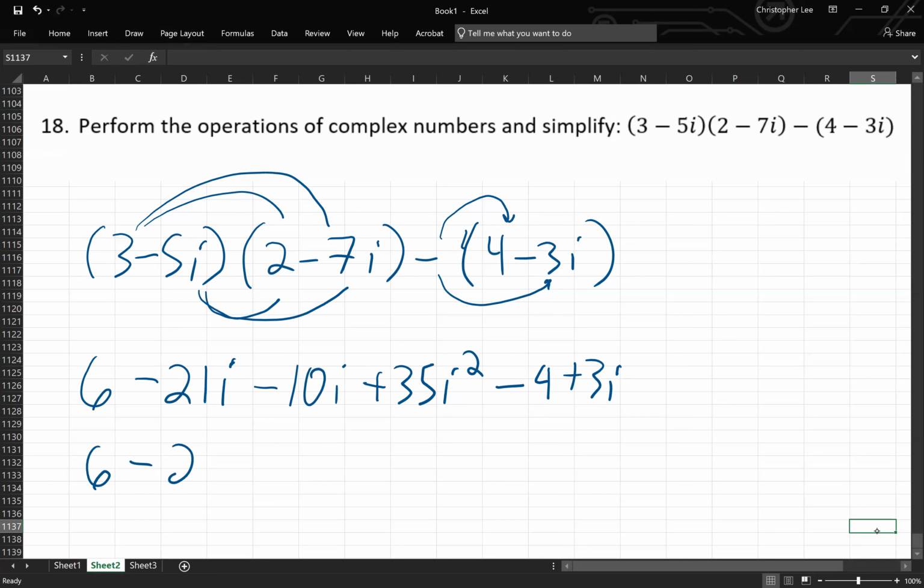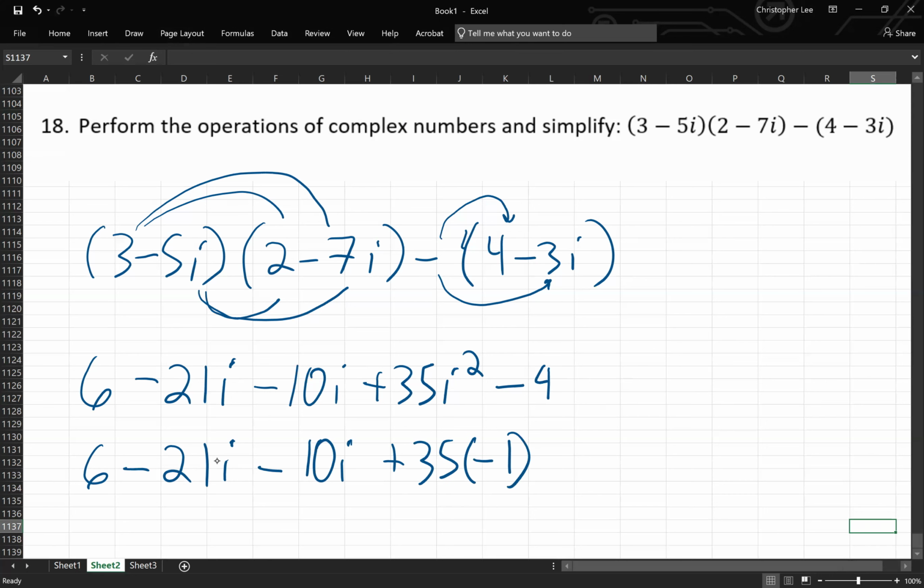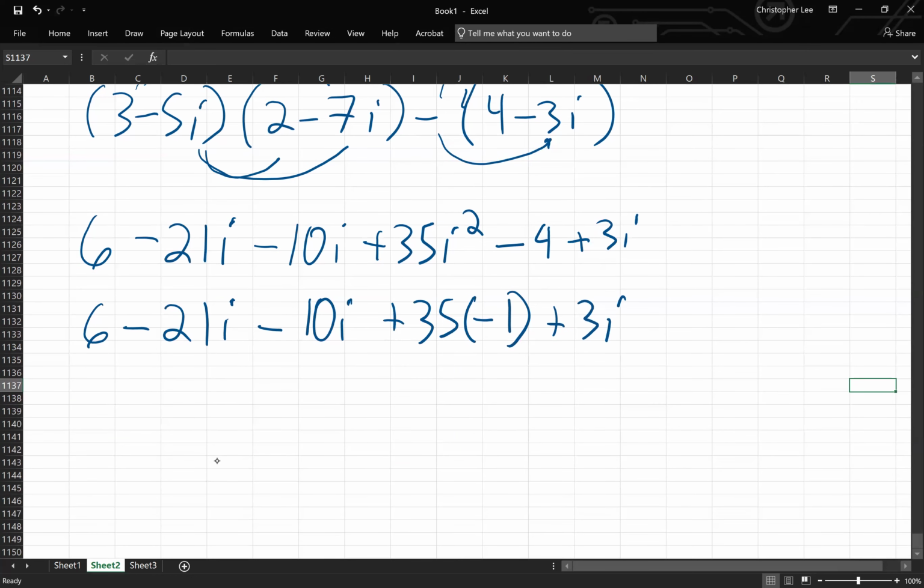I have 6 minus 21i minus 10i plus 35 times negative 1, right? Because we're turning the i squared into negative 1. Yeah, it's going to become negative 35, right? And then plus 3i. Let's do the math on that. This is going to become 6 minus 21i minus 10i minus 35 plus 3i. Combine like terms, what do we get?